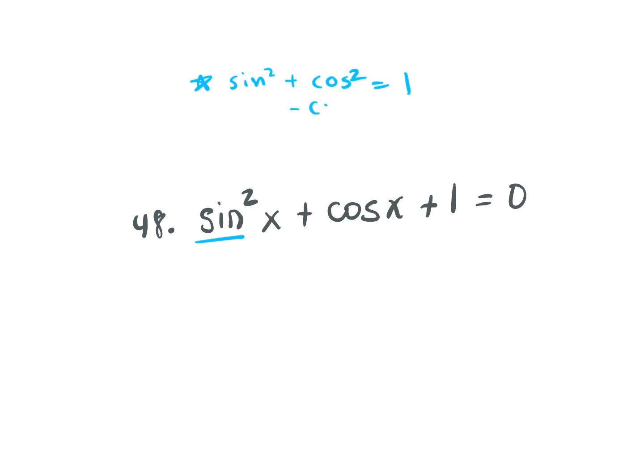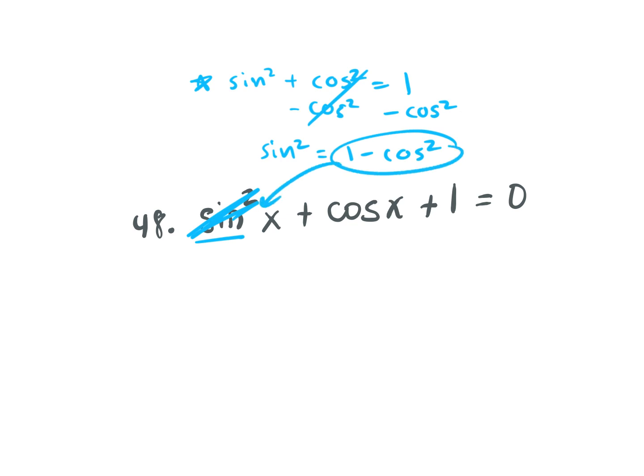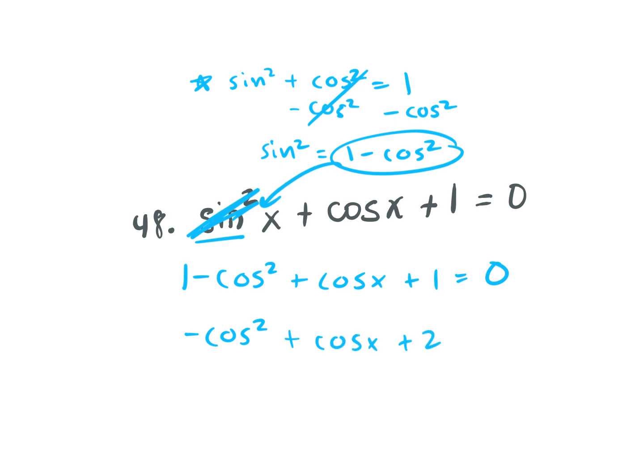I can move the cosine squared. So sine squared is equal to 1 minus cosine squared. So I'm going to replace the sine squared with 1 minus cosine squared. So 1 minus cosine squared plus cosine x plus 1 is equal to 0. I can combine my like terms, so negative cosine squared plus cosine plus 2. So I had 1 plus 1. What can we do next?